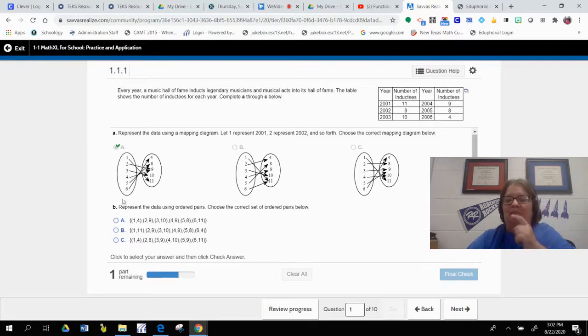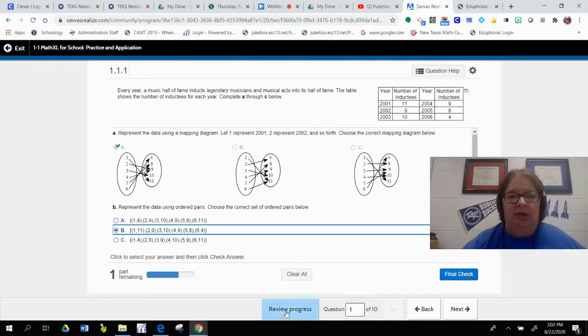Now, again, your numbers may be different. What does your 2001 go with? Find that here. If you have more than one that's right for the first one, then check the second one. 2, 9, 3, 10, 4, 9. Check them all until you've eliminated. Okay, final check. Boom. Nice work.